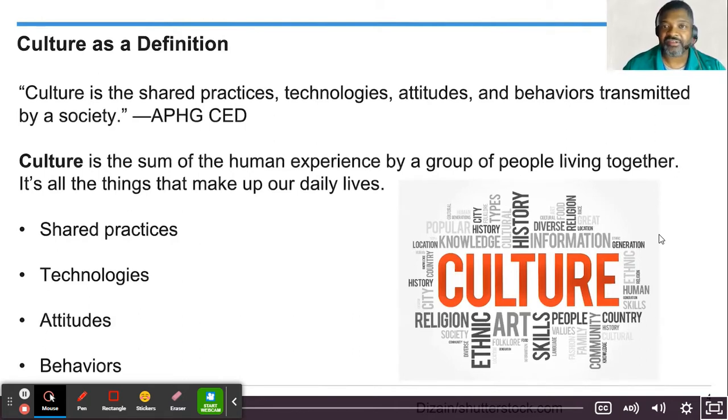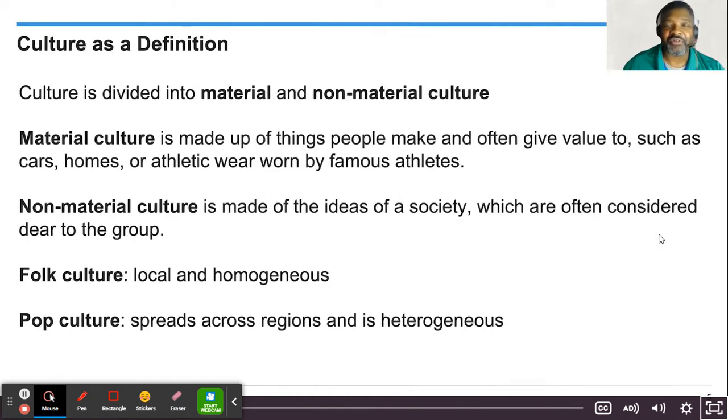These are shared practices, whether it be weddings, birthrights, technologies, including forms of communication, attitudes in the form of who should be in charge, behaviors, what's good and what's bad. Culture is divided into material and non-material culture.